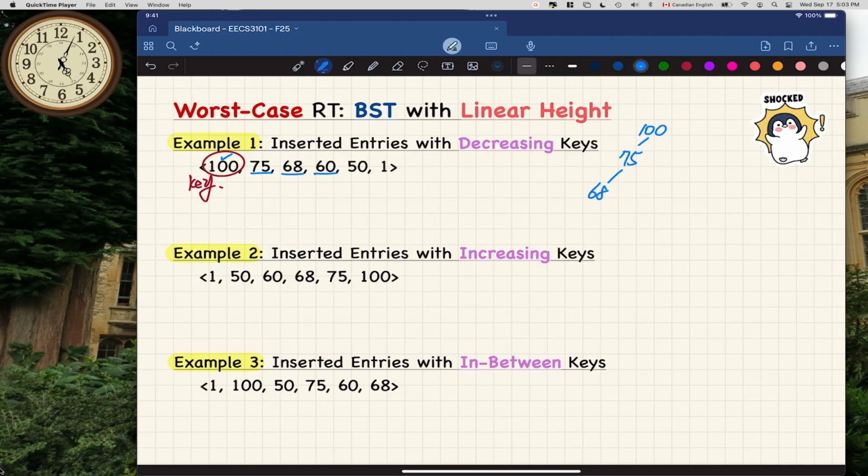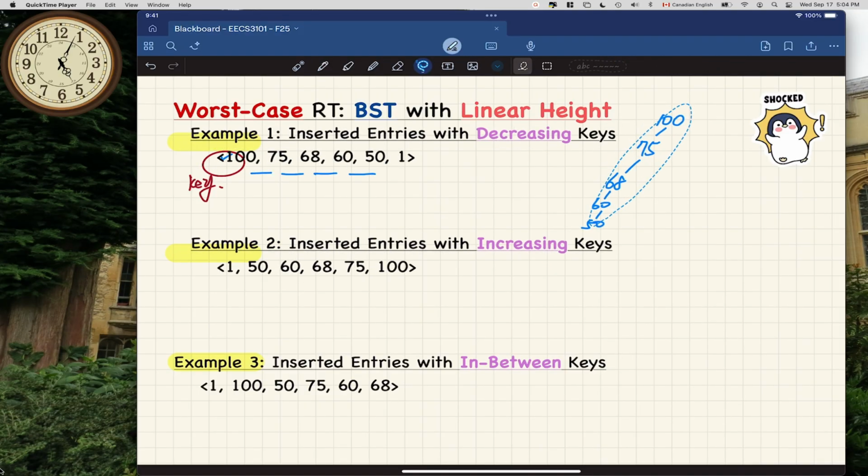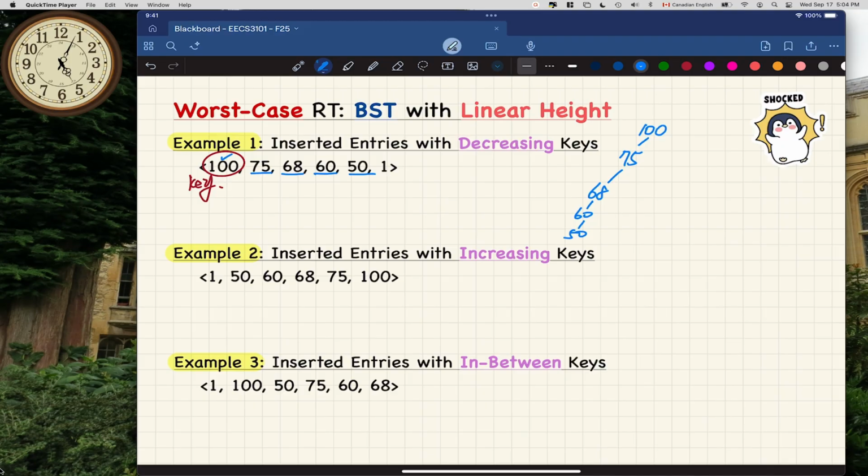And then similarly, 60. And then 50. And then just 1. So now we got all the elements. So in this case, the number of elements is 1, 2, 3, 4, 5, 6. Okay? What about the height of the tree?